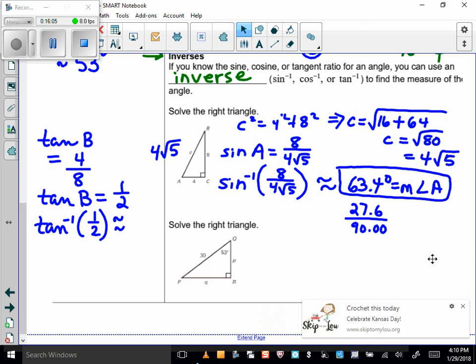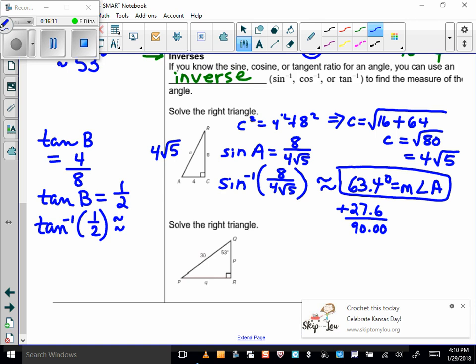26.6. Oh, yeah, you know why? Because this plus this doesn't equal 90, it equals 91. So 26.6 is what I should have gotten, not 27.6. So thank goodness I used trig, otherwise I would have missed it on my test because I don't know how to add. So 26.6 degrees is about the measure of angle B.